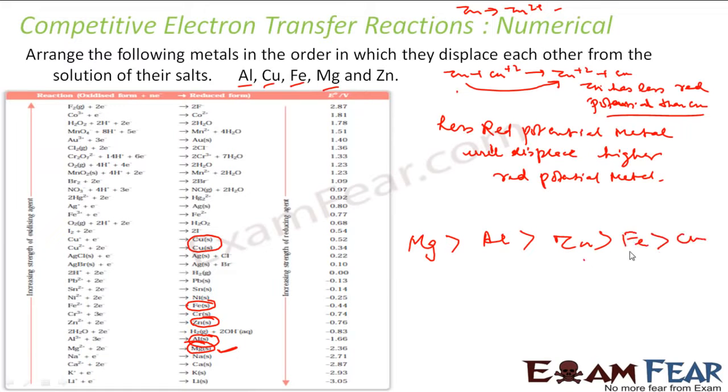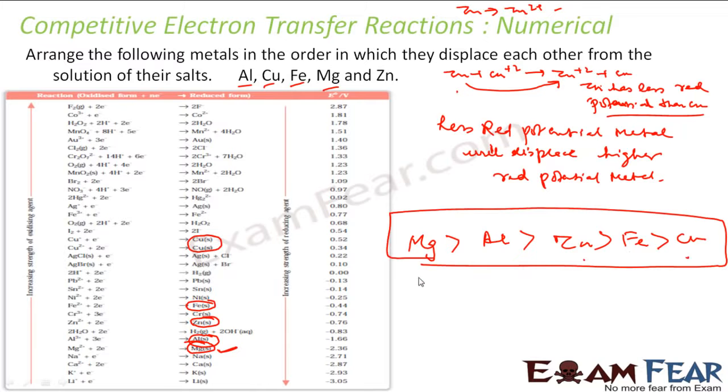And we have seen that zinc can displace copper. That means this series is correct. Correct? Magnesium, aluminium, zinc, iron, copper. Hope you understand. Or you can just see this reaction. Mg2+ to Mg has lesser value. Cu2+ to Cu has more value. That means this reaction is more favorable.